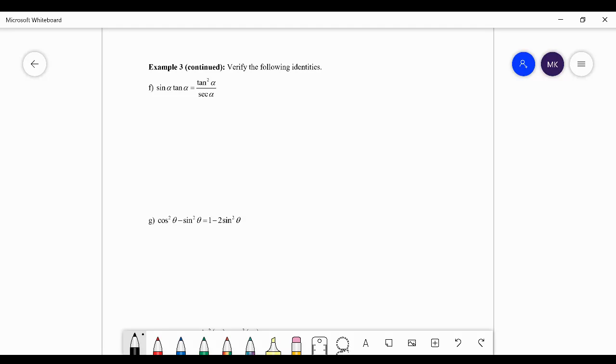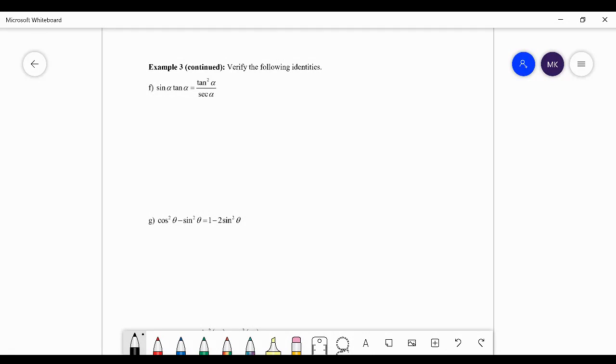Now again, looking at this, which side do we start with, right? I can do some stuff on the left-hand side. Sine alpha times tangent of alpha, I can convert that tangent into sine over cosine, multiply, get sine squared over cosine, and I could make some progress. I could make some things maybe work, and maybe I'll get to where I need to be. But I don't really know if I'm going to be able to do that. So instead, I'm going to focus on the right-hand side using tangent squared alpha over secant alpha.